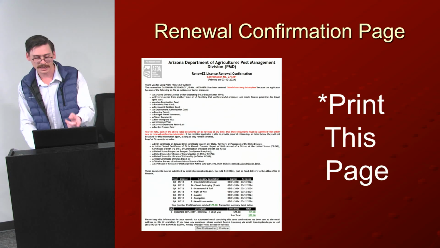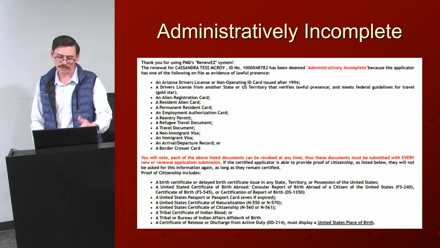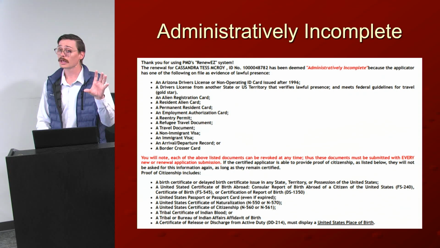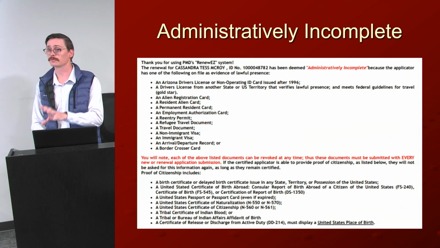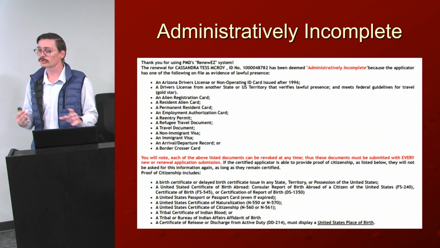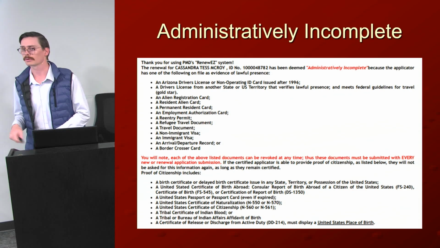Okay? But again, it's going to show me here that it is administratively incomplete because of those reasons we just talked about. And it's telling you what is citizenship versus proof of lawful presence. If you have proof of citizenship, do that at the time. Otherwise, you're going to have to continue to do this every year. Okay?